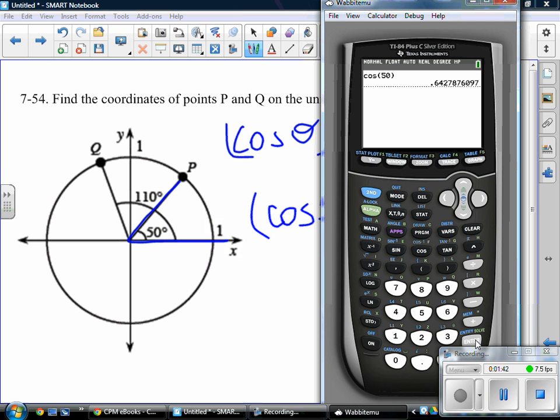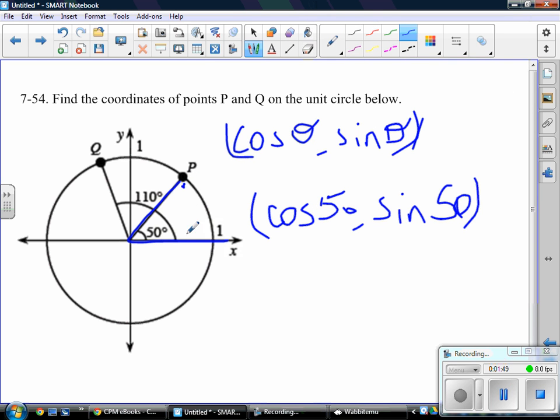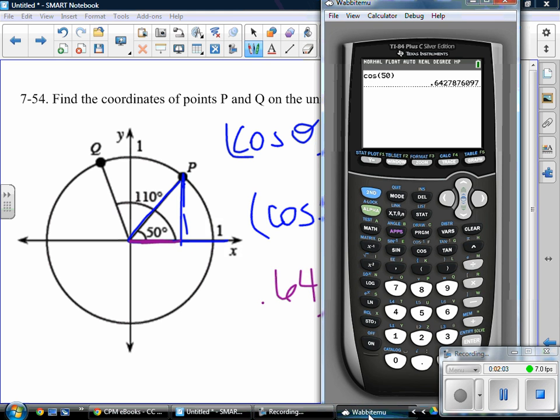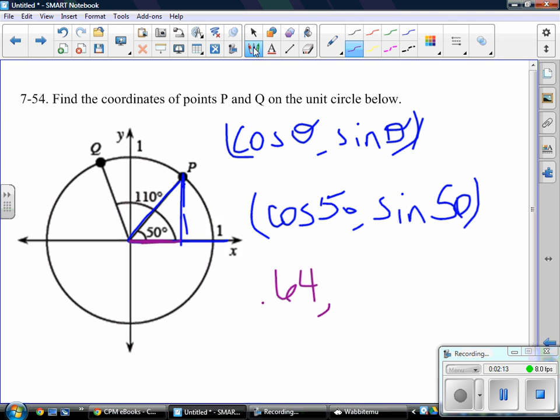Okay, so cosine of 50 degrees, which is the horizontal distance. If I draw in my height here, my cosine, the horizontal distance, is right here. From the center out, it was about 0.64, rounded to that. And if I type in the sine of 50 degrees, I'm going to have about 0.77. So I'm going to label that, this is 0.77.